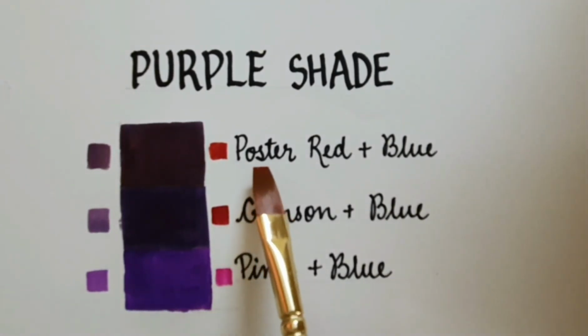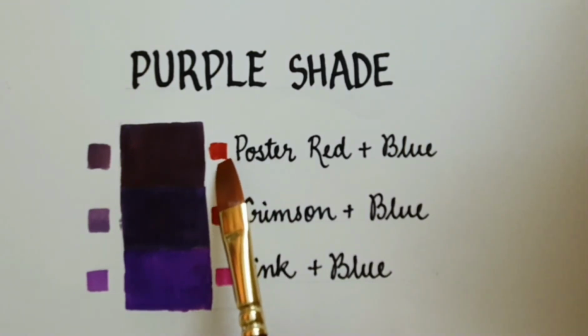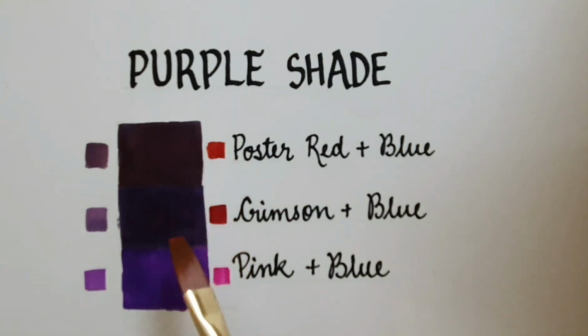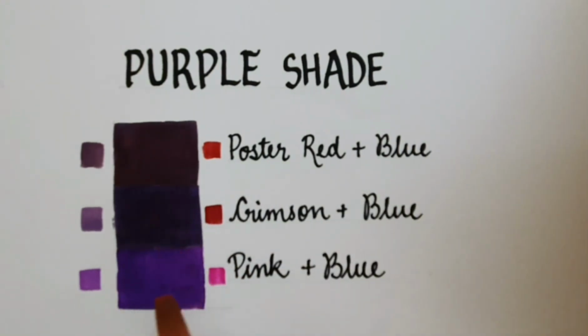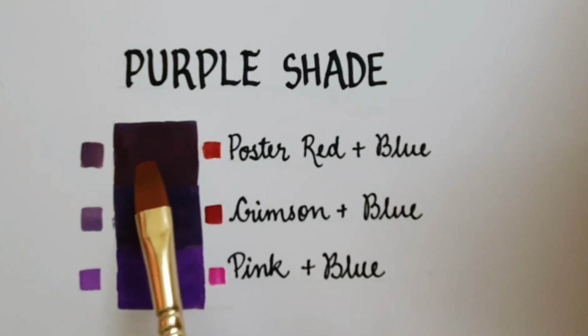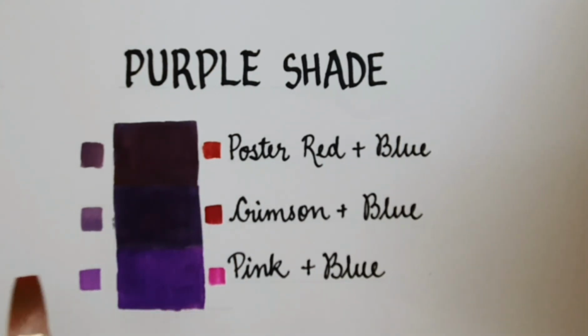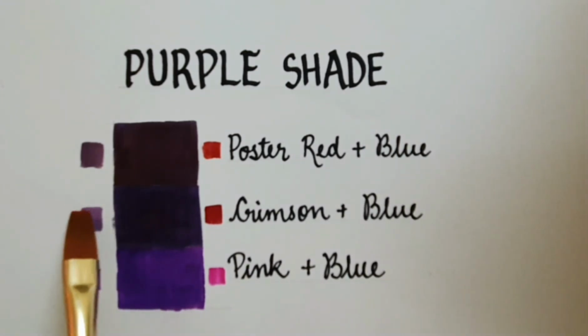So if you look at this poster red, I have applied a patch of poster red for you to see the difference. Crimson over here and pink. So when we added blue, this is the kind of shade we got. And see, this part becomes very dull and dirty. I've also mixed a little white to this purple to see what shade you get. So similarly for here and here as well. So you can see the difference in your purples now very clearly.